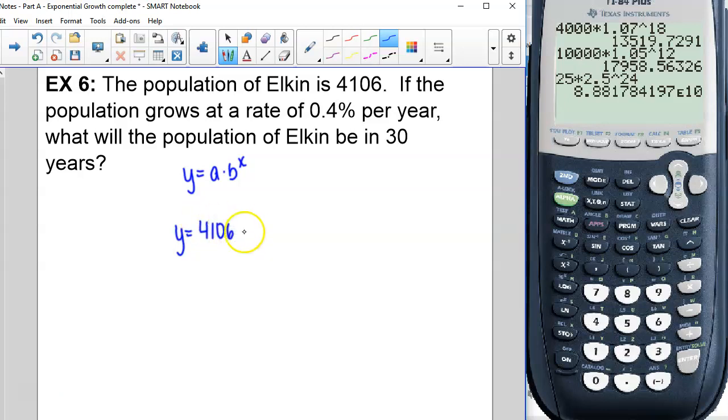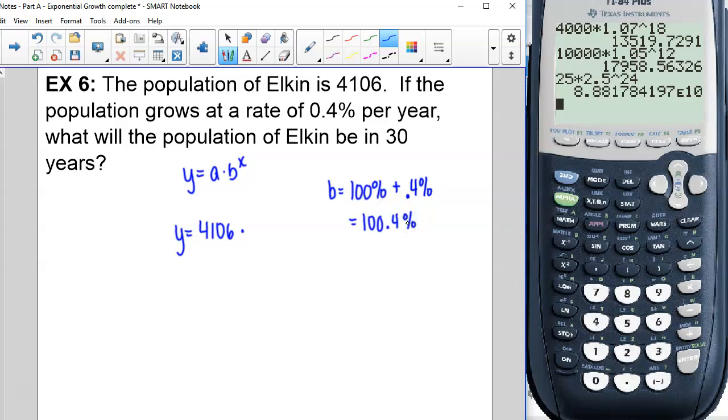Very good. And then we've got to find the b right here. So Hayden, what will we do to find that b? What do we always start with? What's 100%? So we start with 100%. And then since this is growth, we're going to add the rate that we're increasing by. So that's 0.4%. Right? So 100 plus 0.4% gives us 100.4%.